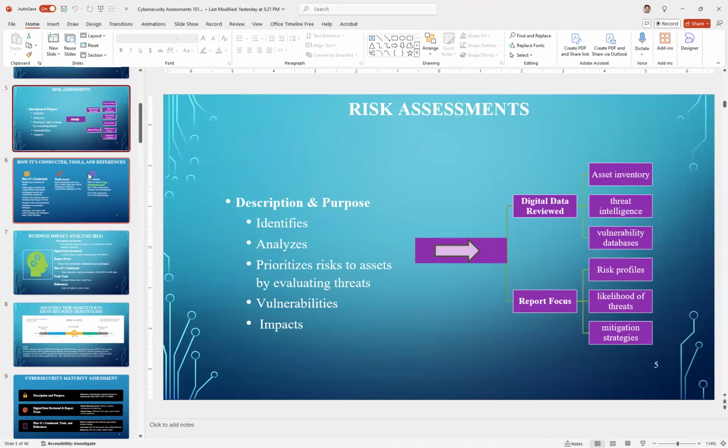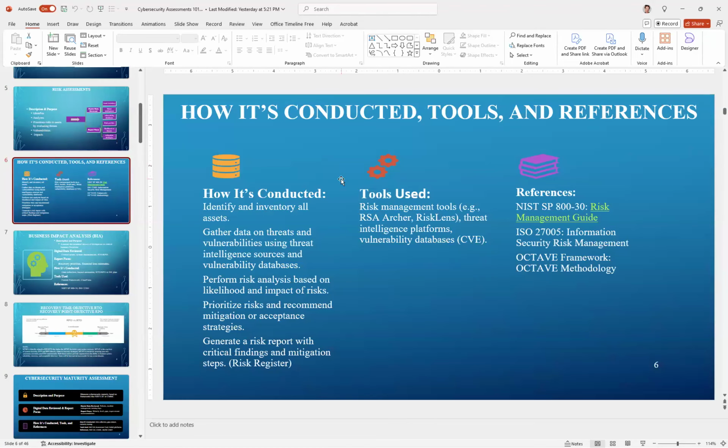This is how it's conducted, tools and references, and this is pretty much the format that I'm using for all the slides. So here in more detail, we have to identify and inventory any assets in your infrastructure, gather all data, perform a risk analysis based on any likelihood of any threats and impact of risks, and then prioritize those risks and recommend mitigation and acceptance strategies. And that's pretty much generating a risk report with critical findings and mitigation steps, which is your risk register.